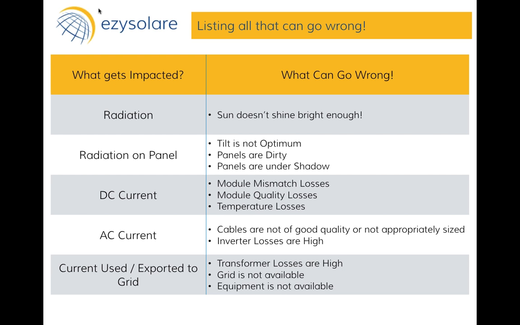The second, again a very obvious reason, is that the panels are dirty, because of which the radiation is not able to find its way through. And the third, the plant has not been designed properly, because of which the panels are under shadow.